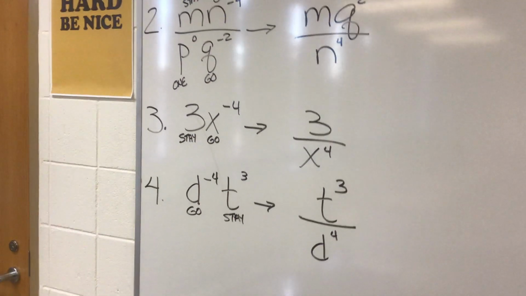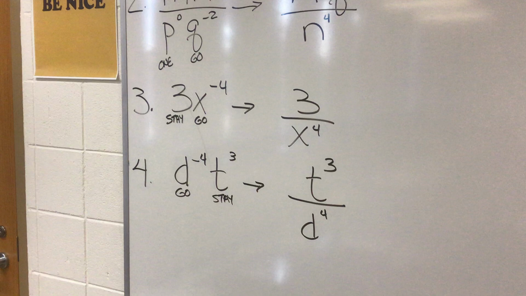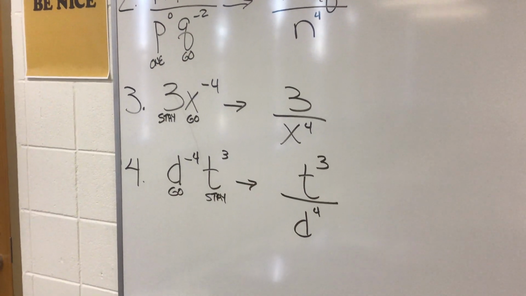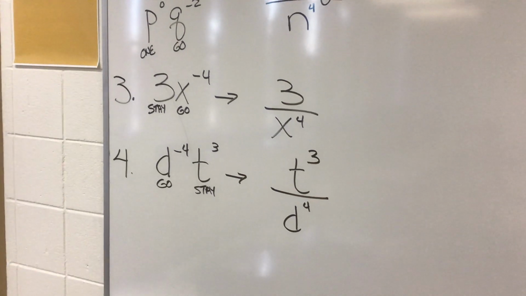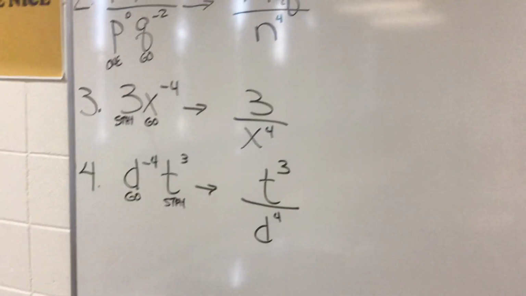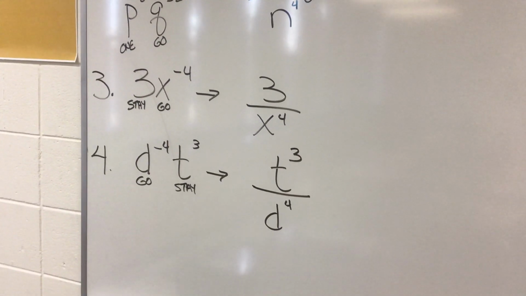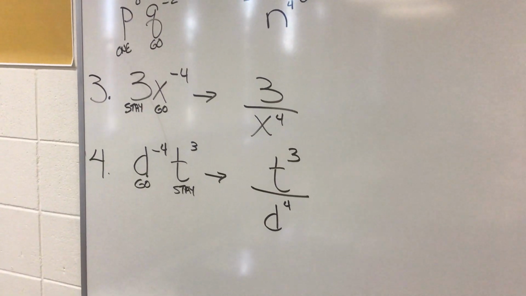Number 4. D to the negative 4 needs to go. It's got to go from the numerator down to the denominator so that negative is executed, and it's d to the 4th on the bottom. And t to the 3rd is going to stay right where it's at in the numerator. So number 4 is t cubed over d to the 4th.